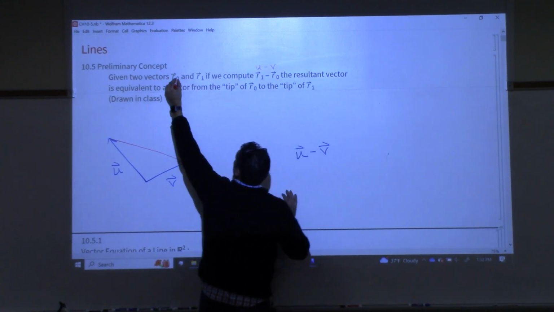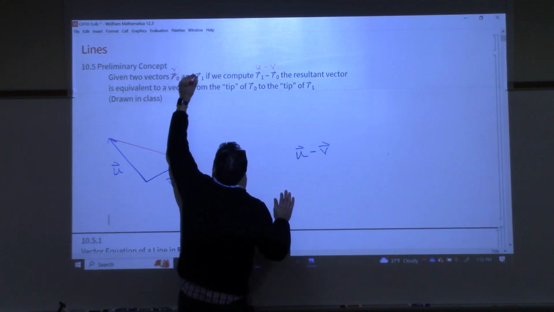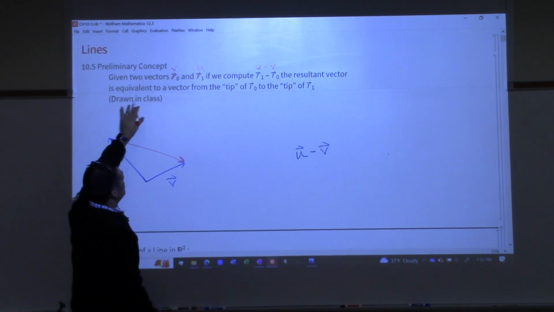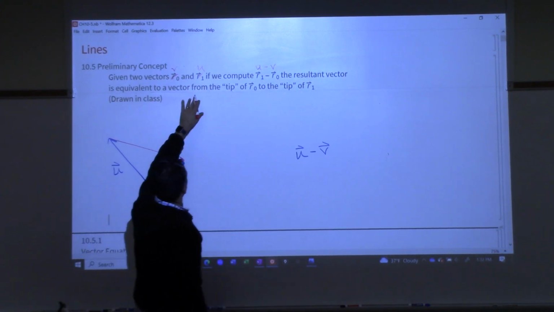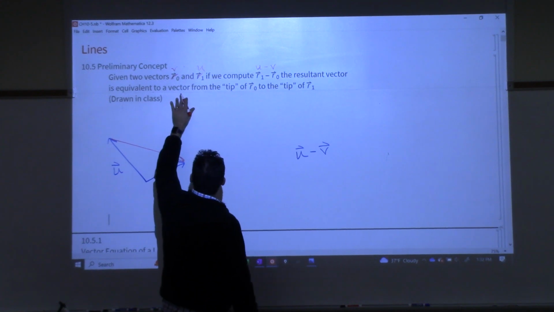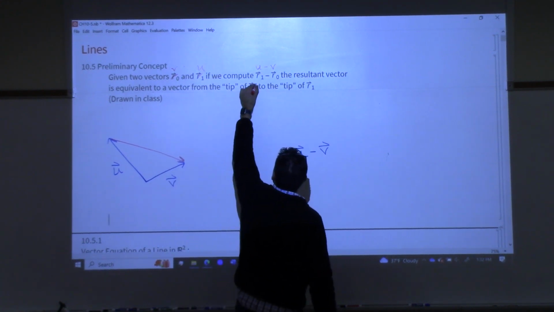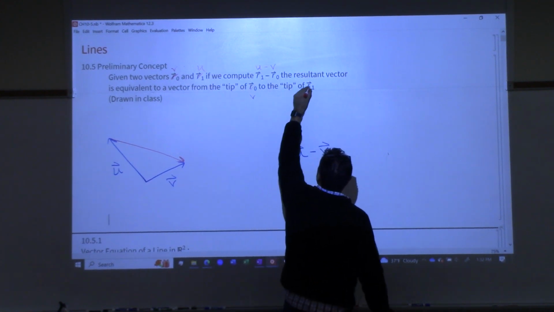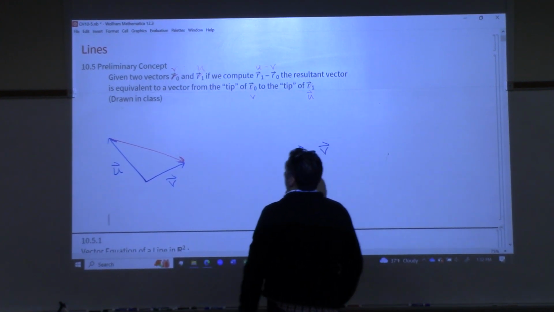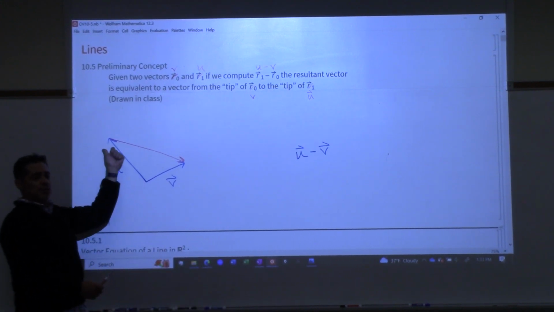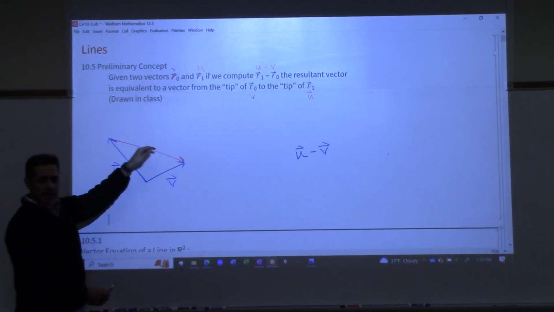This one here is v, this one here is u, right? Then the resultant vector is equivalent to the vector from the tip of... this one? For us, this is v, and then this one is u. From the tip of v to the tip of u. So it should be the other direction.